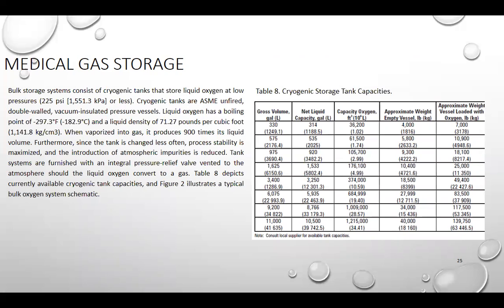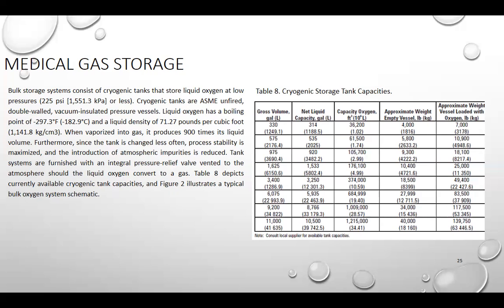So, a bulk storage system consists of a cryogenic tank that stores liquid oxygen at low pressure. So this is 221 psi. Cryogenic tanks are also called back tanks. Cryogenic tanks are unfired, double-walled, vacuum-insulated pressure vessels. Liquid oxygen has a boiling point of -297.3 degrees Fahrenheit and a liquid density of 71.27 pounds per cubic foot. When vaporized into gas, it produces 900 times its liquid volume.